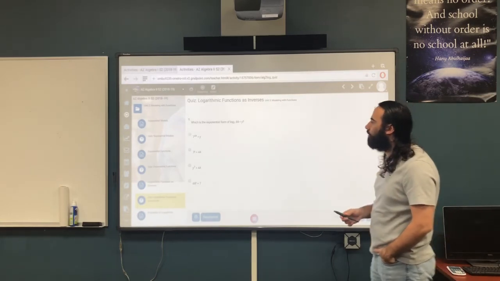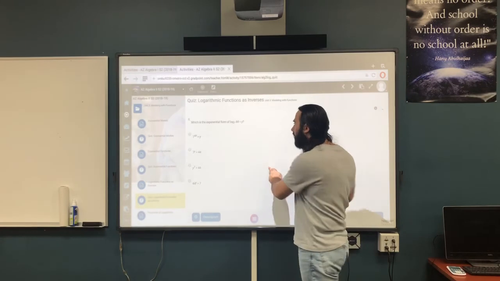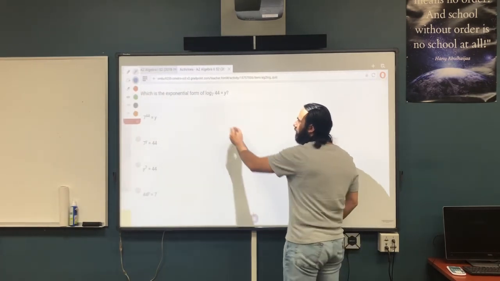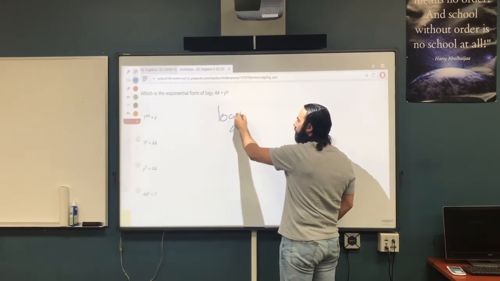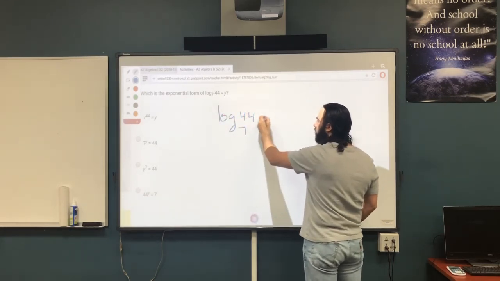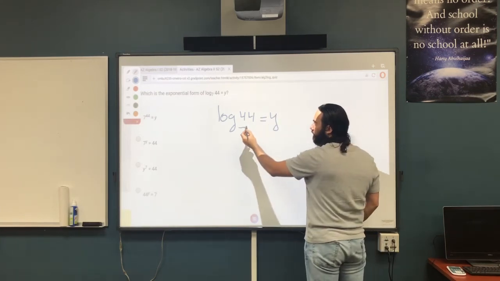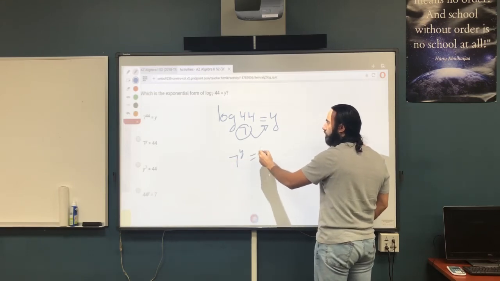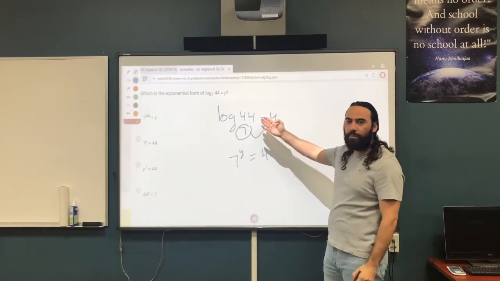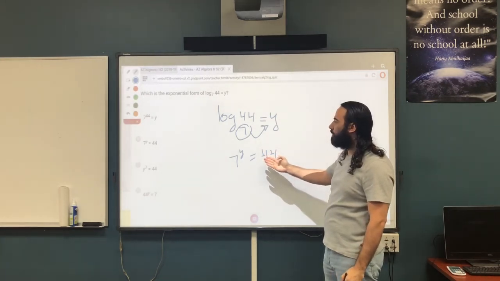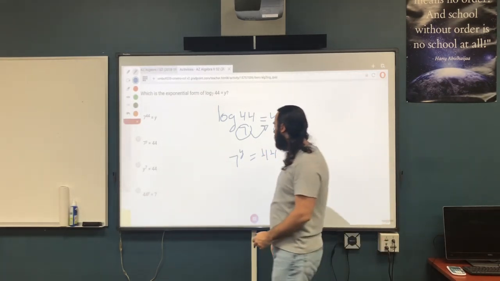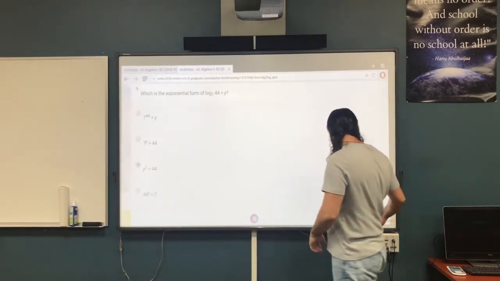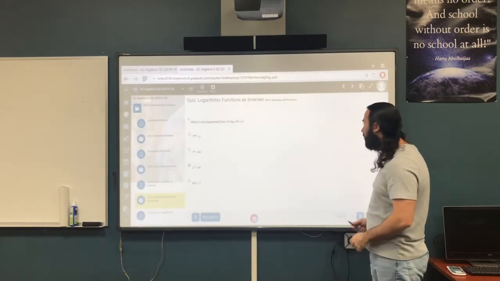Which is the exponential form of log base 7? Let's solve this one. Let me zoom in. We have log 44 with the base 7 equals what? Same thing. Exponential: 7 to the power of y equals 44. This is the logarithmic form, and this is the exponential form. So 7 to the power of y equals 44. That's it. Let's go to the next one.